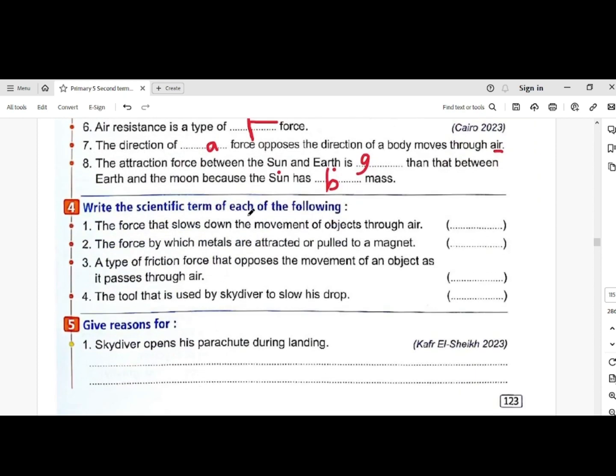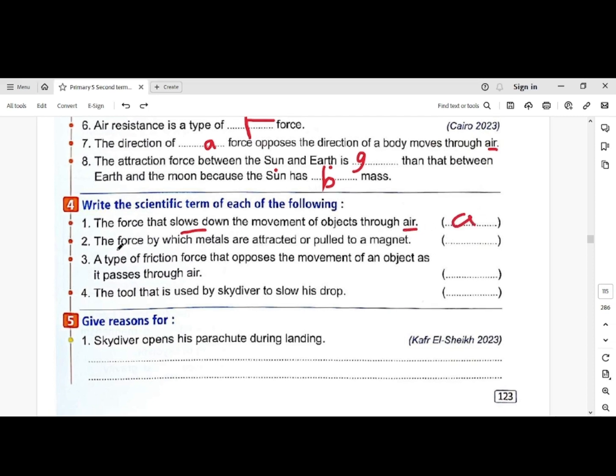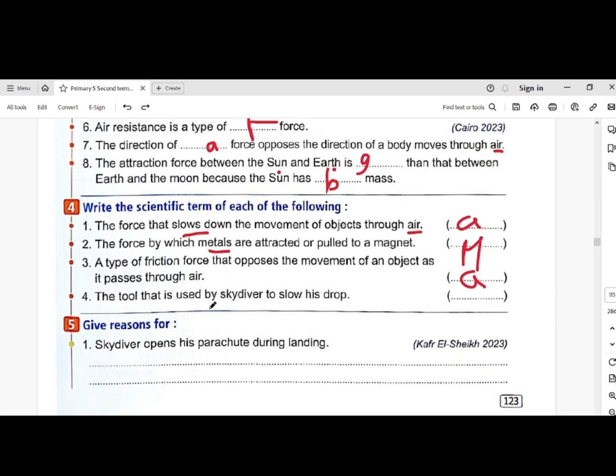Write the scientific term of each of the following. The force that slows down the movement of objects through air is air resistance. The force by which metals are attracted or pulled to a magnet is called magnetism. A type of friction force that opposes the movement of an object as it passes through air: air resistance. The tool that is used by skydivers to slow his drop, the answer is parachute.